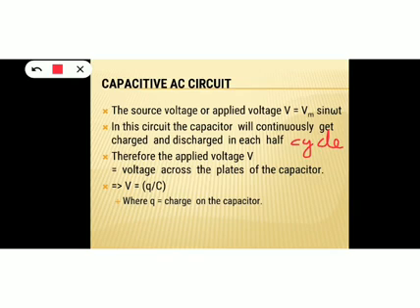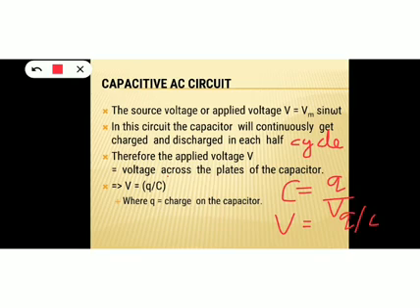Therefore the applied voltage V across the plates of the capacitor is V equal to Q by C. We had already studied, isn't it? The capacitance C equal to Q by V. So from this, what is V? V is equal to Q by C, where Q is the charge on the capacitor.